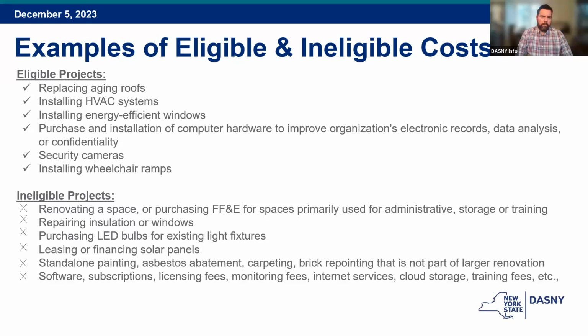Some examples of ineligible projects include renovating a space or purchasing furniture, fixtures, and equipment for spaces primarily used for administrative, storage, or training, repairing installation or windows, purchasing LED bulbs for existing light fixtures, leasing or financing solar panels, standalone painting, asbestos abatement, carpeting, brick repointing that is not part of a larger renovation project, and software subscriptions, licensing fees, monitoring fees, internet services, cloud storage, training fees, etc.